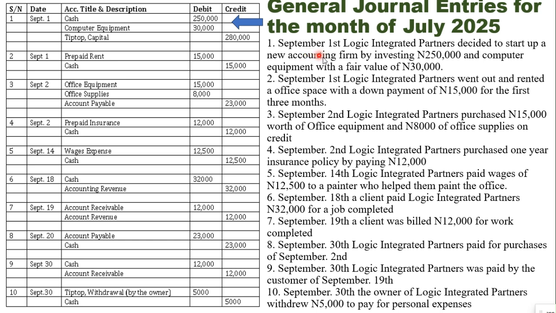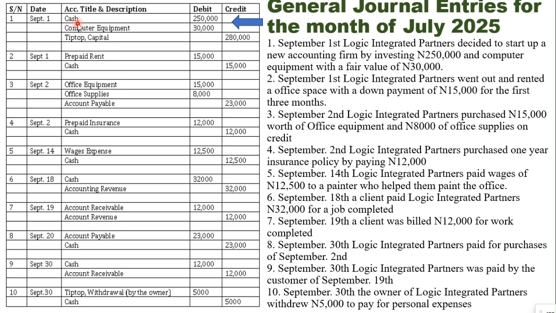The owner invested 250,000 naira and also invested another computer equipment with a fair value of 30,000 naira. So in this case, the investment of 250,000 naira is in cash. So money was deposited into the company's cash account, let's assume.